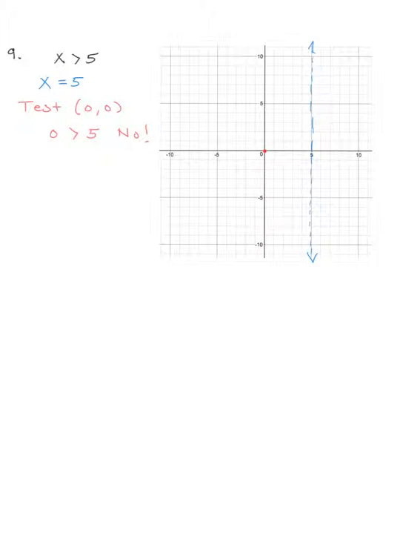That's the point located right here. I don't want to use this point. I don't want to use anything over here. Therefore, I'm shading to the right of this graph, this stuff.